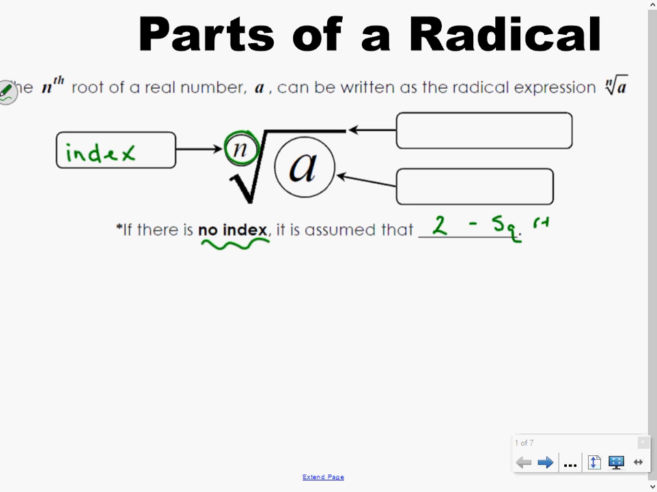Okay, now the symbol itself, we're just going to call the radical symbol. And what's underneath the radical symbol is what we call the radicand. Weird word. I just want you to know what it is. Okay, we're not going to use it a ton, but if it does pop up, just know that it's the stuff that's underneath the radical symbol.